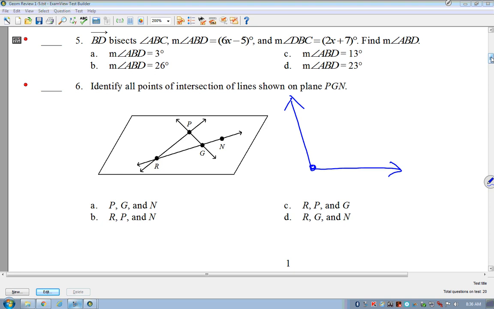Okay, what do I call this point right here? Just asked this question 2 minutes ago. What do I call that? The vertex. What point goes on the vertex of this angle? What do I name it?